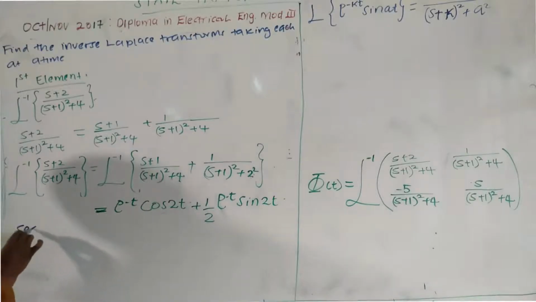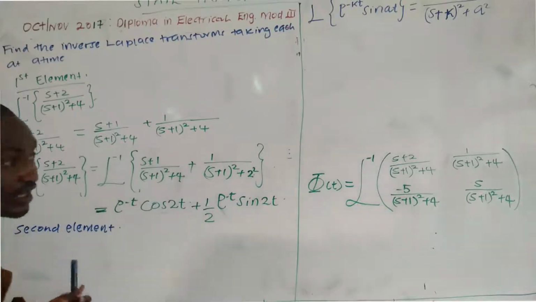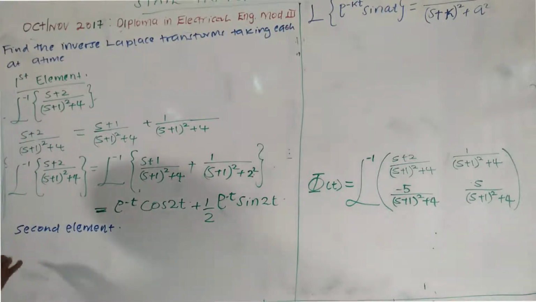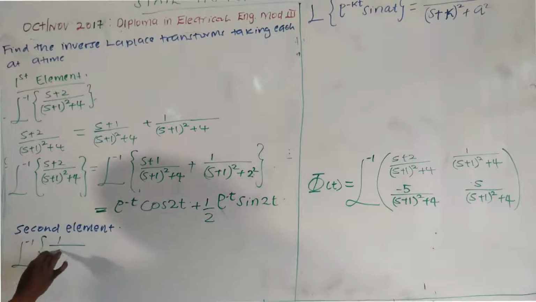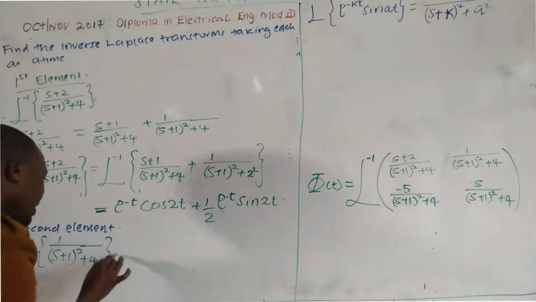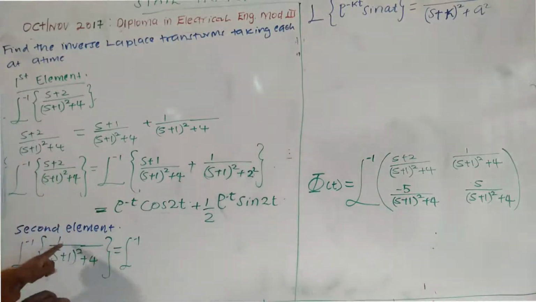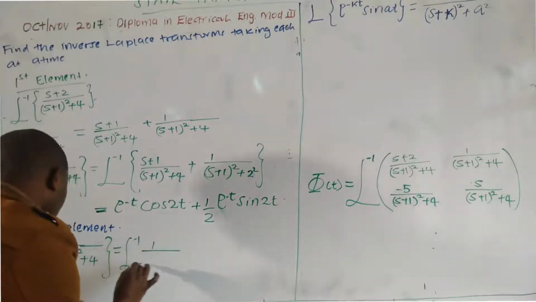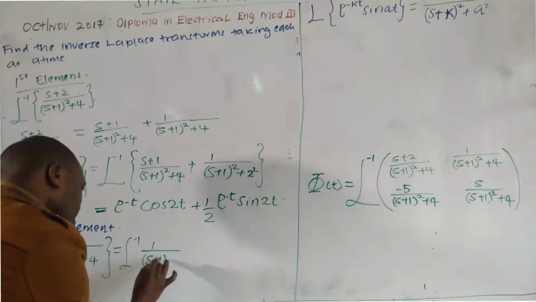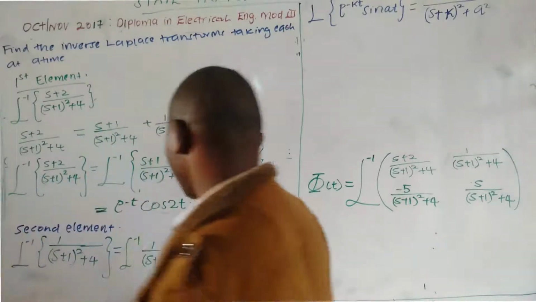Second element is over there, it is inverse Laplace transform of 1 over s plus 1 squared plus 4. Notice this one we have said, how can you write it? It is inverse Laplace transform of, here you have 1 over s plus 1 squared plus 2 squared. You can write it as that. This 4 is 2 squared.